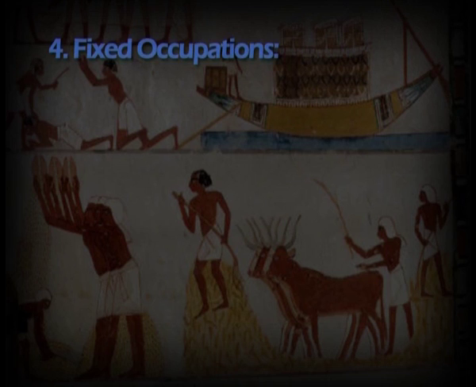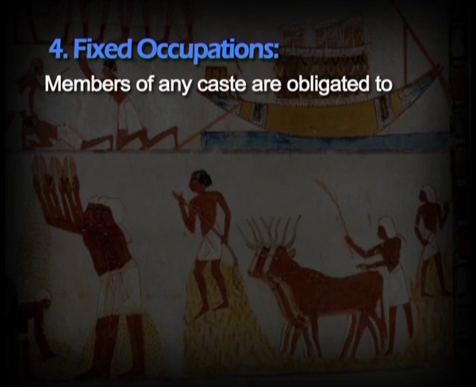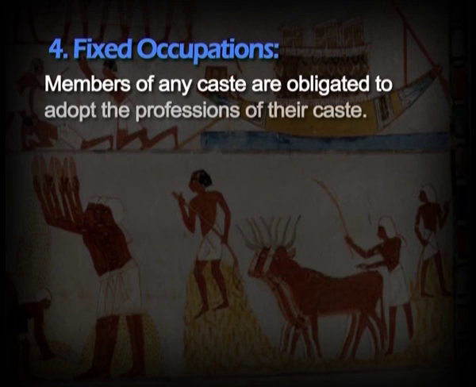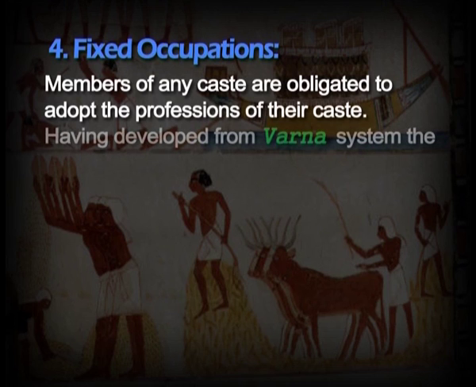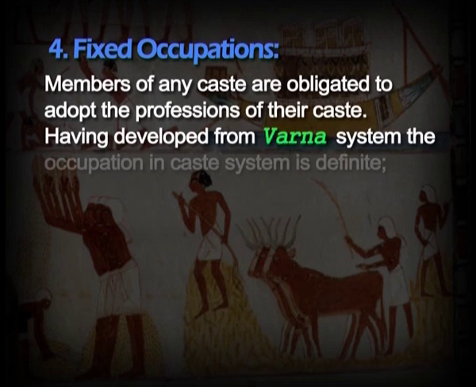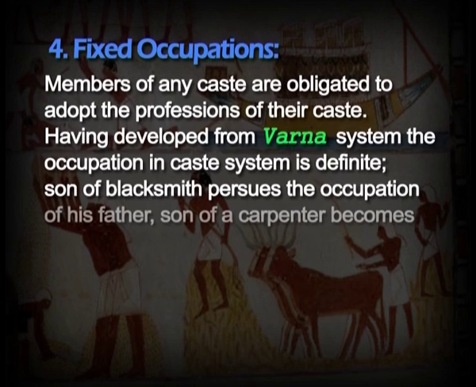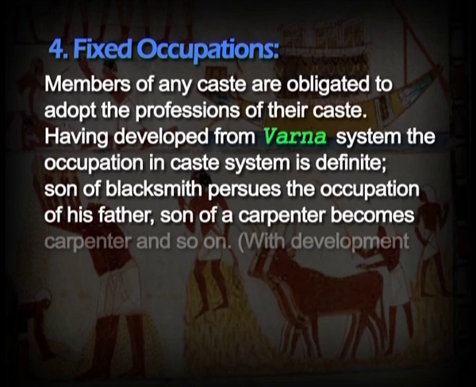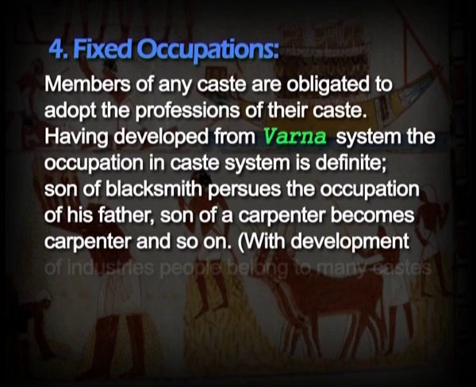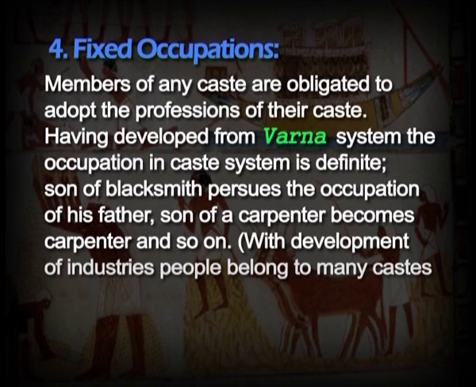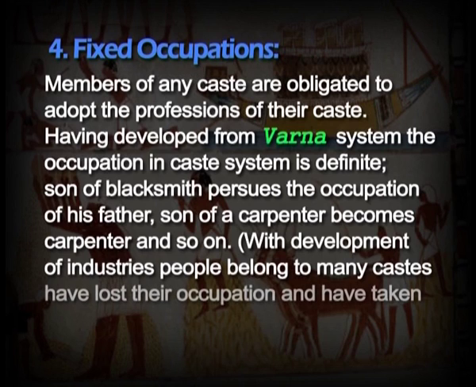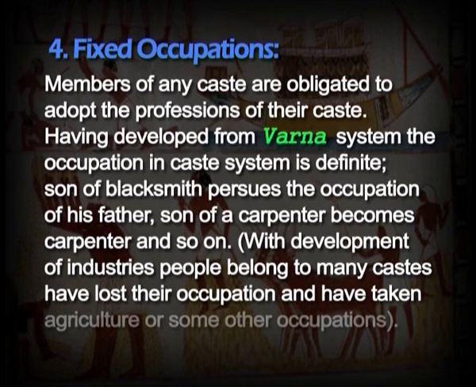Number 4. Fixed occupations. Members of any caste are obligated to adopt the professions of their caste. Having developed from Varna system, the occupation in caste system is definite. Son of a blacksmith pursues the occupation of his father, son of a carpenter becomes a carpenter, and so on. With development of industries, people belonging to many castes have lost their occupation and have taken agriculture or some other occupation.